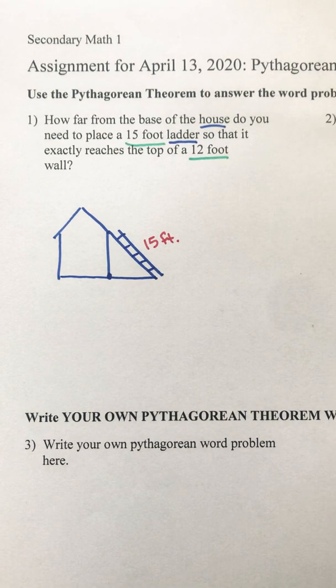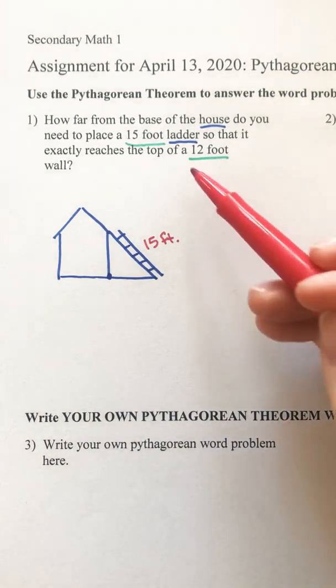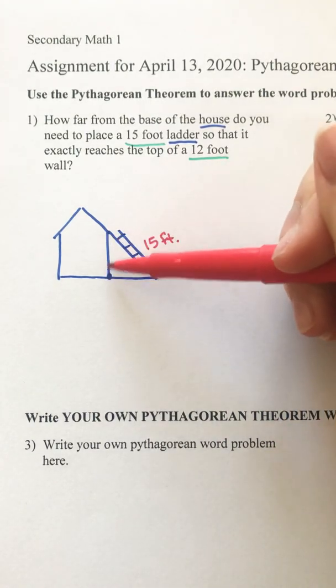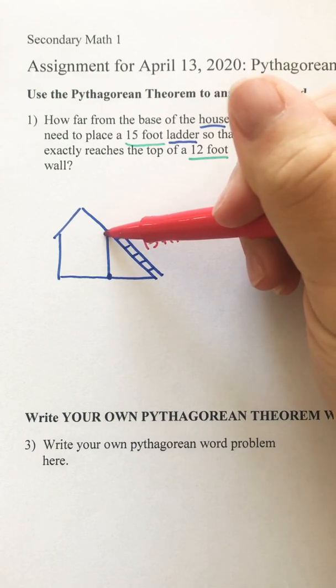Okay, so let's keep reading. How far from the base of the house do you need to place a 15-foot ladder so that it exactly reaches the top of a 12-foot wall? Okay, so here's the 12-foot wall. It's exactly reaching the top of that.